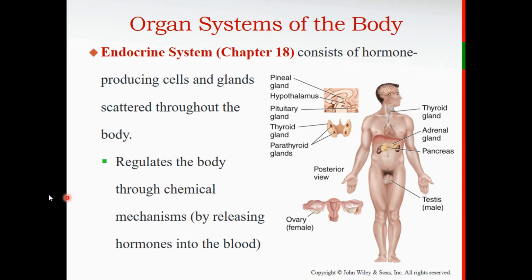So you have your thyroid gland, the hypothalamus gland, the adrenal gland, lots of different glands secreting all kinds of stuff and hormones into your body. That is the endocrine system.